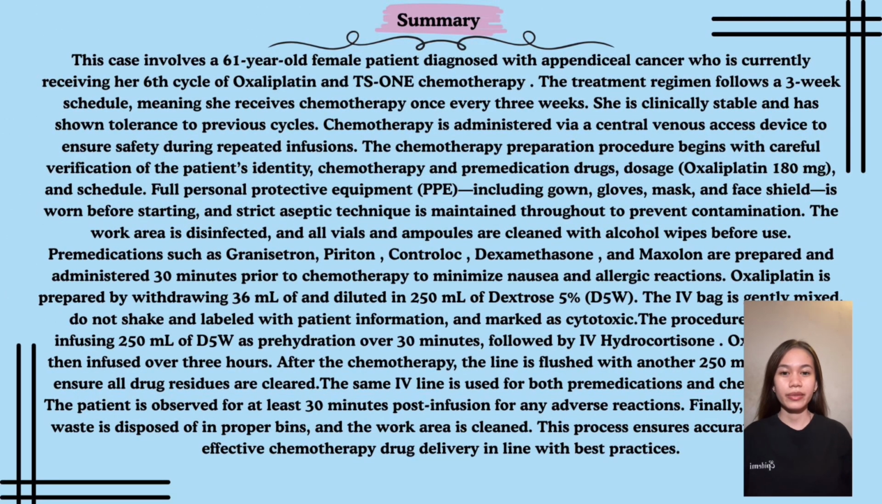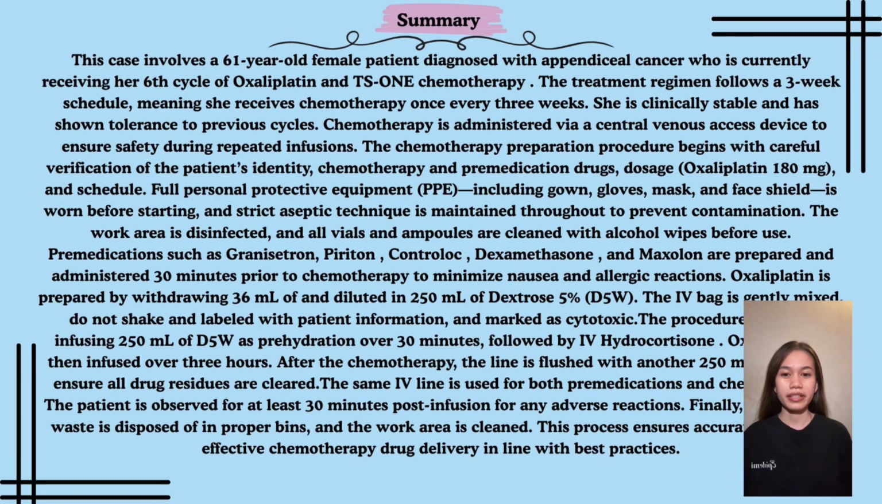Okay, here is the summary write-up. This case involved a 61-year-old female patient diagnosed with appendiceal cancer who is currently receiving her 6th cycle of oxaliplatin and TS1 chemotherapy. The treatment regimen follows a 3-week schedule, meaning she receives chemotherapy once every 3 weeks. She is clinically stable and has shown tolerance to previous cycles. Chemotherapy is administered via a central venous access device to ensure safety during repeated infusions.